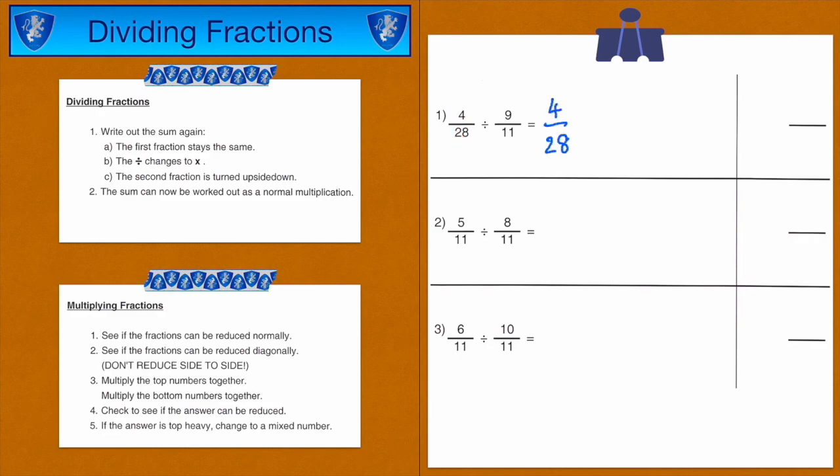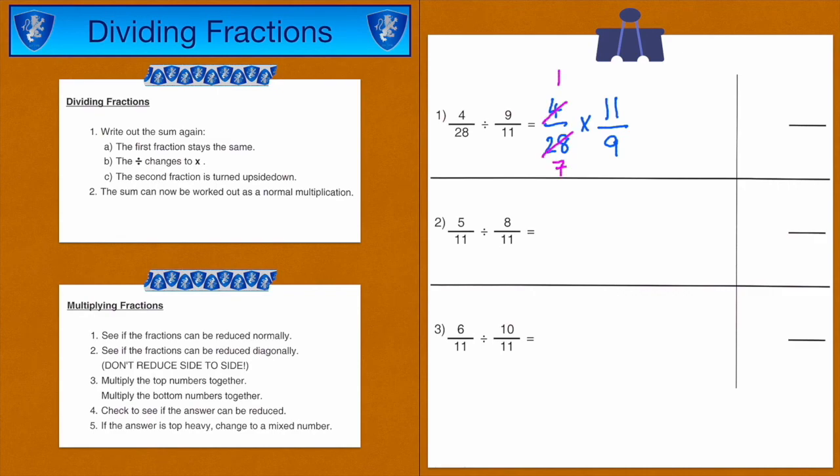Now my divide sign is going to change into a multiplication, like that. And then this fraction, 9 over 11, is going to get turned upside down. So instead of being 9 over 11, it's going to be 11 over 9. And then we just carry on like we've been doing before. So 4 and 28, I can divide by 4. That's 1 times 4, that's 7 times 4.